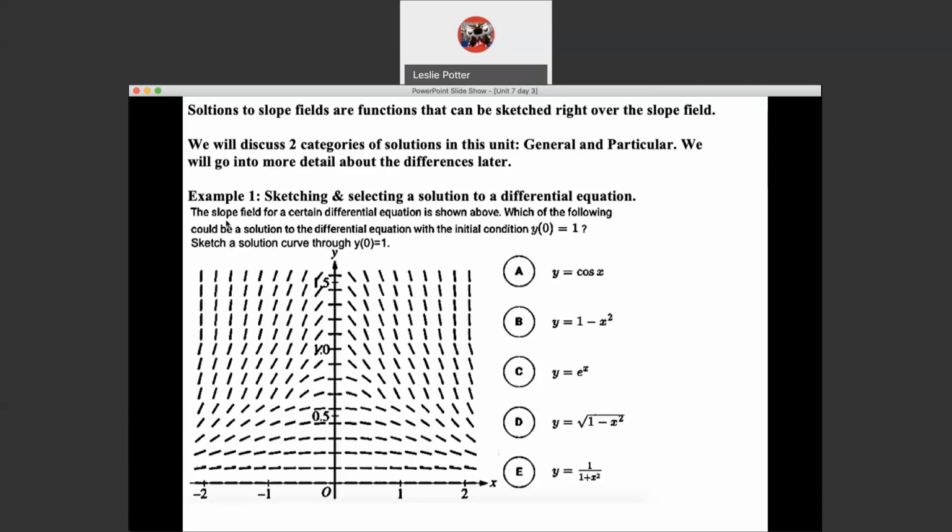It says the slope field for a certain differential equation is shown right here. Which of the following could be a solution function to this differential equation? Remember, the slope field is a representation of the differential equation with the initial condition y of 0 equals 1. So in other words, it's saying sketch a solution curve through y of 0 equals 1. That's this point right here: when x is equal to 0, y is equal to 1. And we're going to sketch a solution curve.